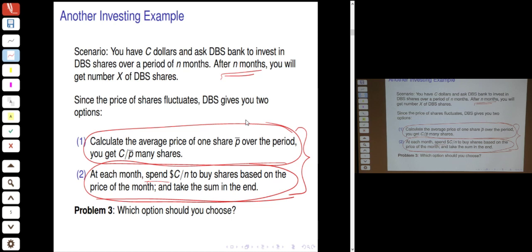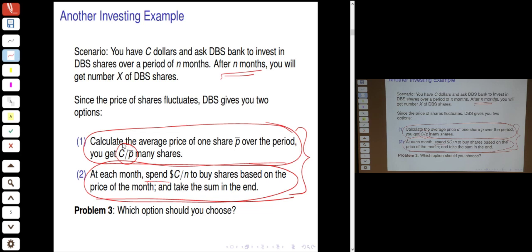So I will not be buying shares at the market price for any particular month, but instead I will be taking an average of the market prices of the shares over the entire year, and then I will be using this average price to calculate how many shares my total money C is equivalent to, and DBS will give me that amount of money, okay. So in other words, there is a division into equal number of months in both cases, but the division is being done in two ways.